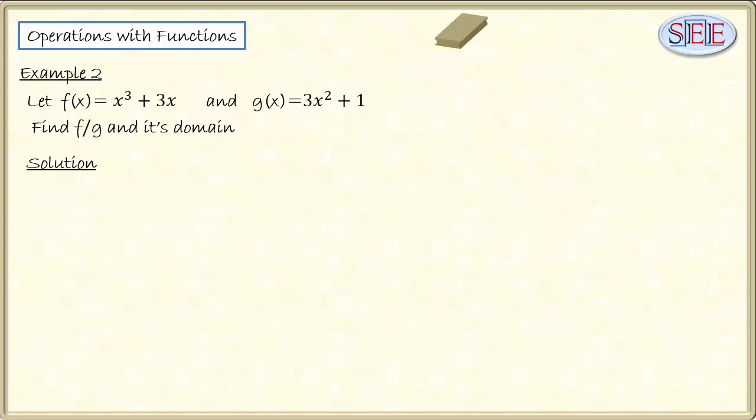Remember, according to the definition, the quotient of two functions f over g is nothing but f of x over g of x. My f of x is given by the formula there, you can see it, and I have g of x, the formula, you can see it also.